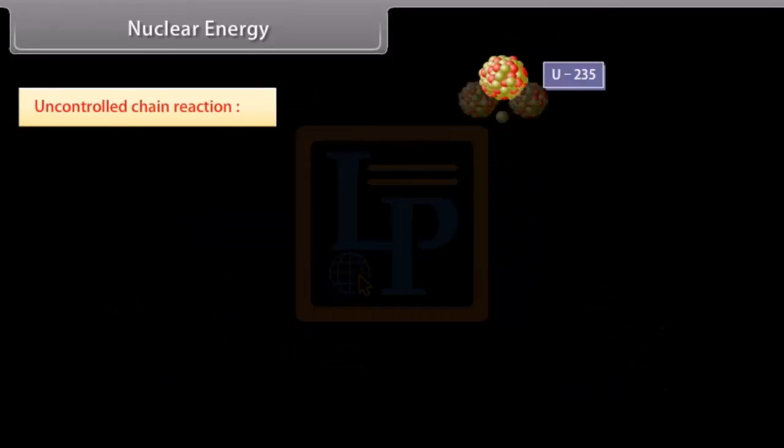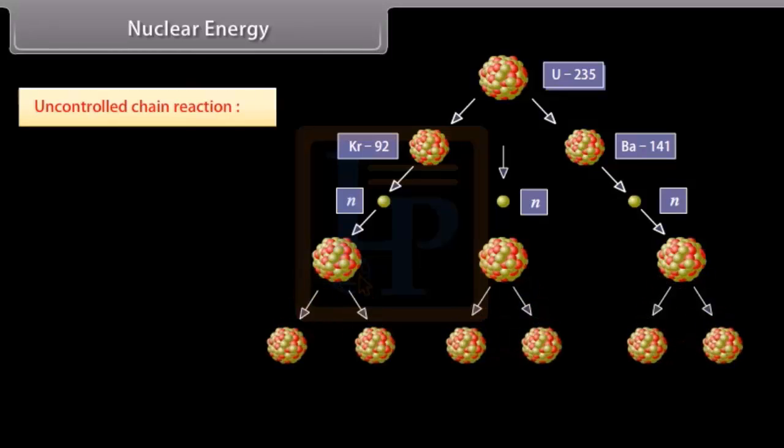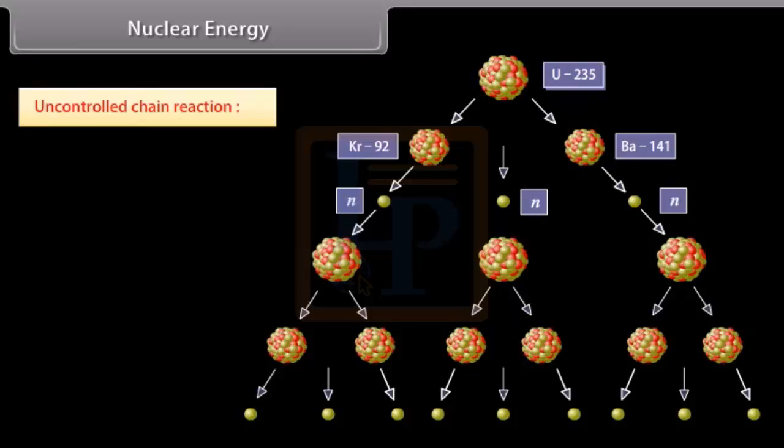Uncontrolled chain reaction. In this process, out of 2 or 3 neutrons produced per fission, on the average, more than one neutron causes further fission, and so there is no control on the fission process. Thus, this is a very fast reaction, and a huge amount of energy is released in a very short duration, and takes the form of a violent explosion. Thus, this energy is harmful and forms the principle of the atom bomb.